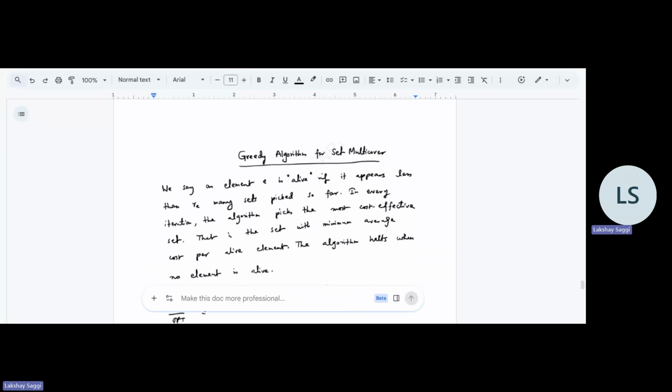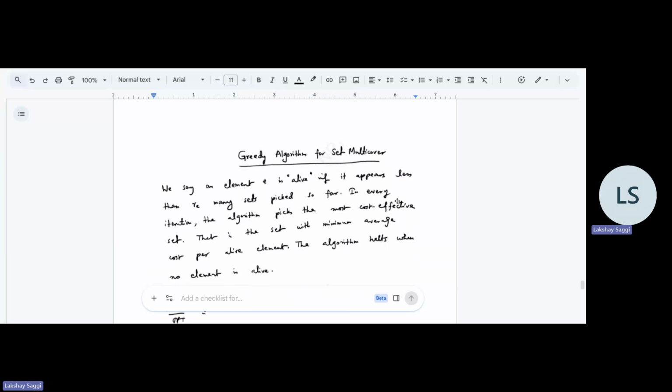So what's a greedy algorithm for set multi-cover? It can be analyzed using dual fitting, and was discussed in the lecture videos. An element E is alive if it appears in less than RE many sets picked so far. If the number of sets is less than RE, then E has not yet been covered fully. That's why it's called alive.